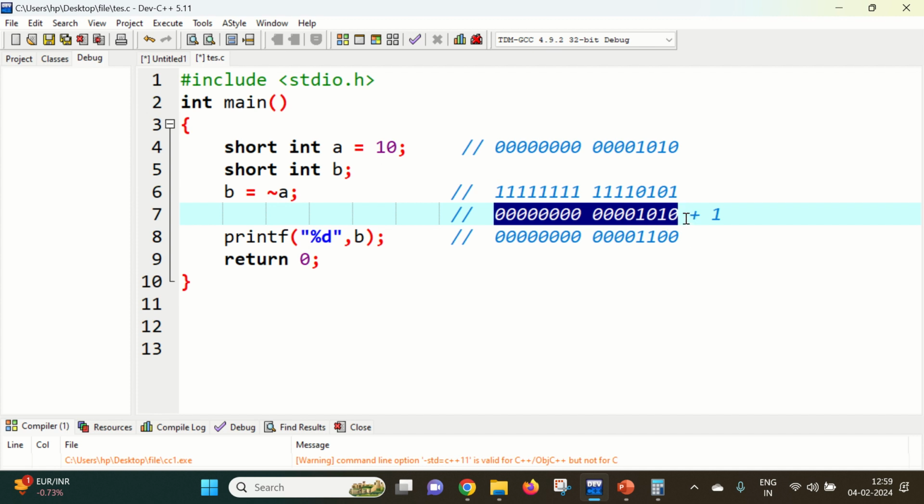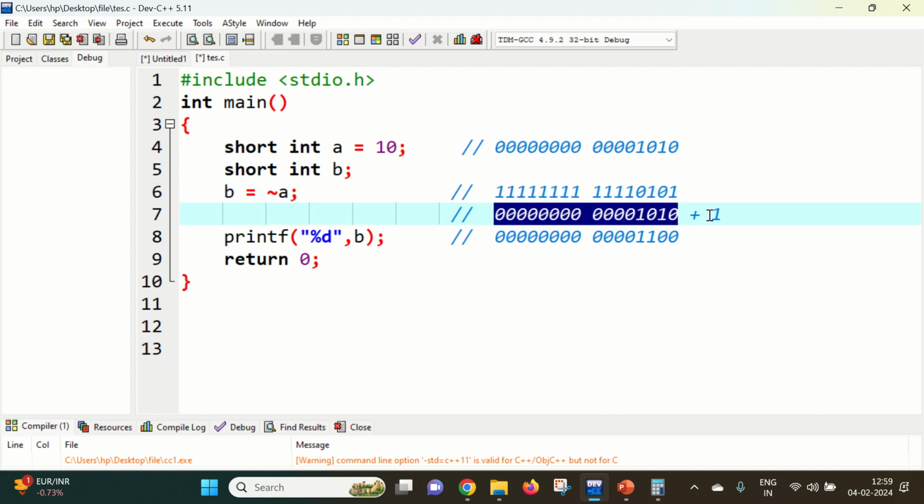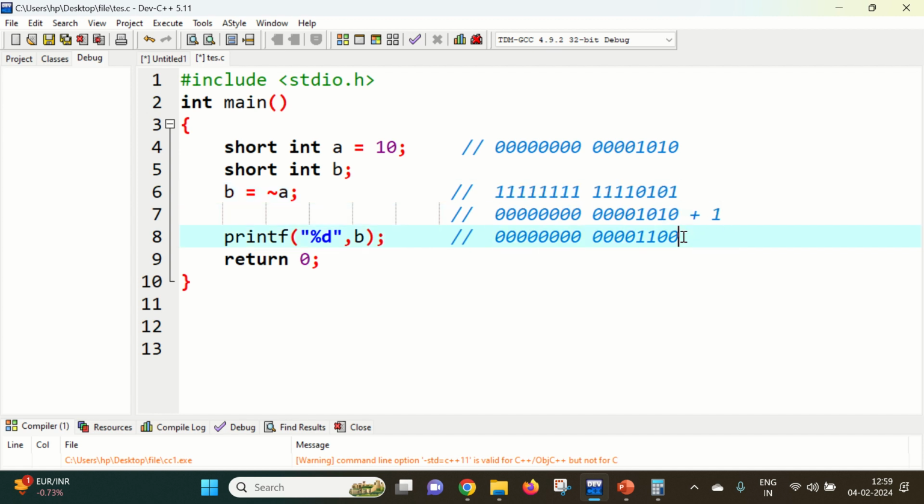You are taking the complement, or we can say this is how our number comes in the answer. I convert all the 1s into 0s, and all the 0s into 1s. So this is the 1's complement. After that I add 1, and when I get the 2's complement, it is actually this one. Yes, this one is the 2's complement.